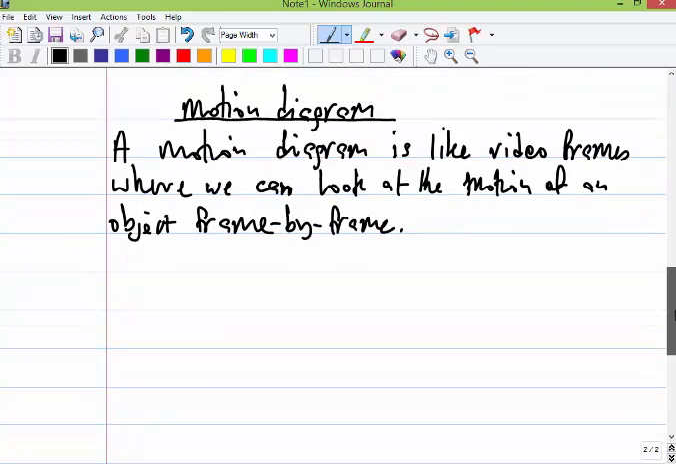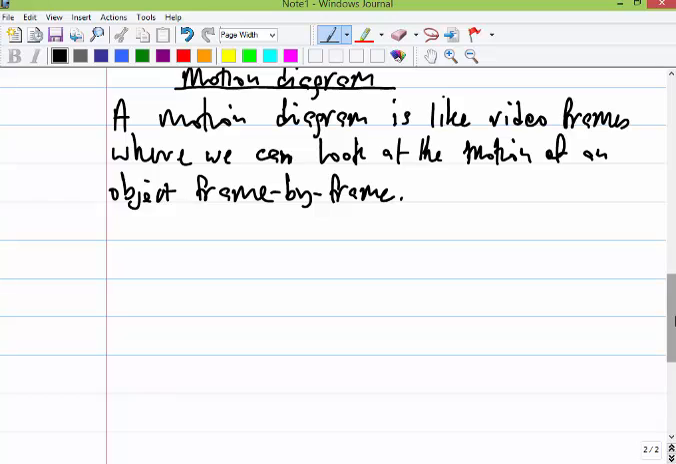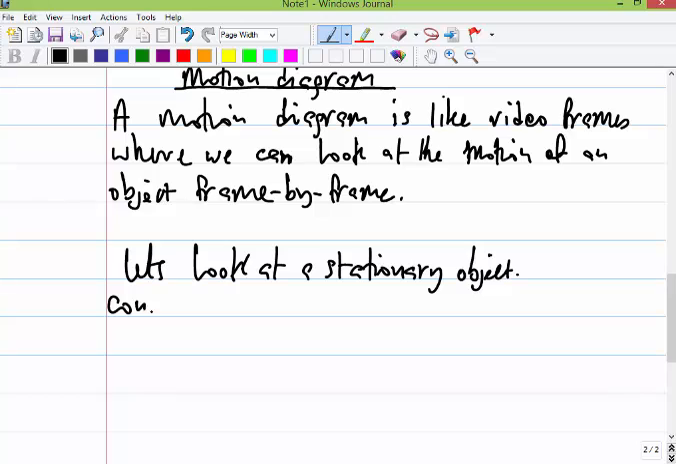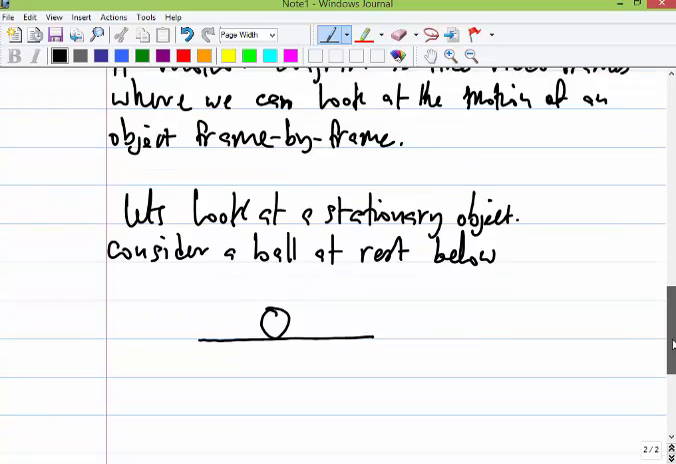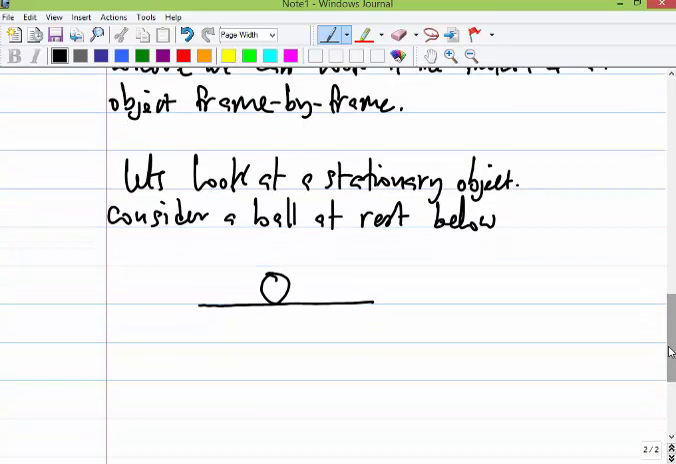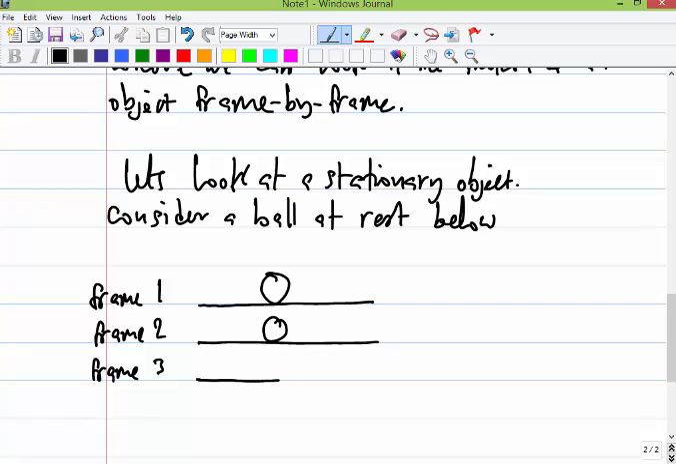So let's take an object in linear motion, for example. Or first of all, let's start with a stationary object. Consider a ball at rest below. So I draw a diagram like that with a ball at rest. With this ball at rest, each time you look at the ball, it will just look the same. The ball will be in the same place. Let's say this is frame 1. In frame 2, you draw a diagram again, the ball will still be in the same place. In frame 3, the ball is in the same place. So this is a ball at rest.